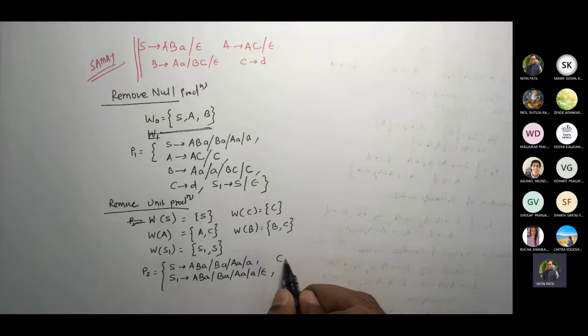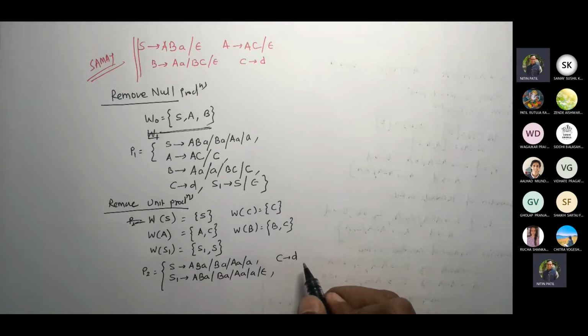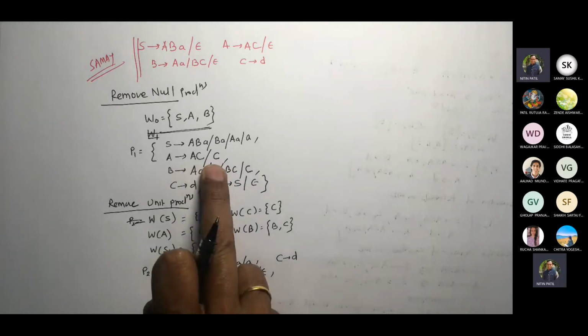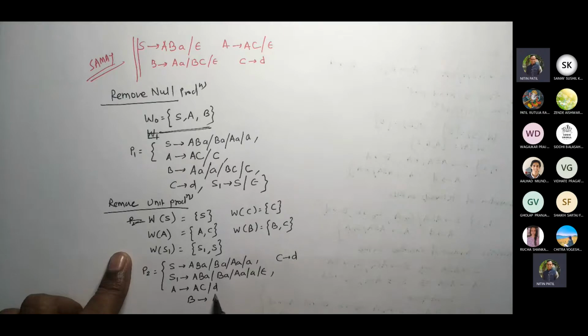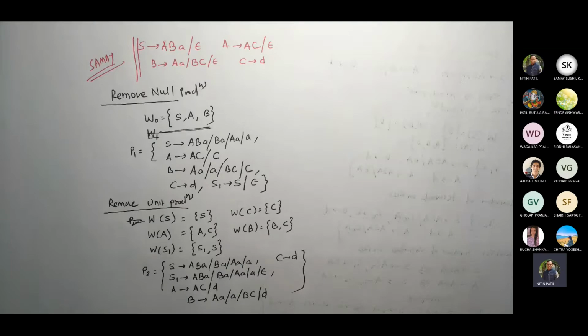Now C. C gives small d. What is remaining? A and B. What is A? A gives AC. Correct? A gives C and C gives D. That's why A gives D. Is that fine? Similarly for B. B gives A, B, C and C gives D. That's why D. This is my production set after removing unit productions. Is that fine? Yes, sir.